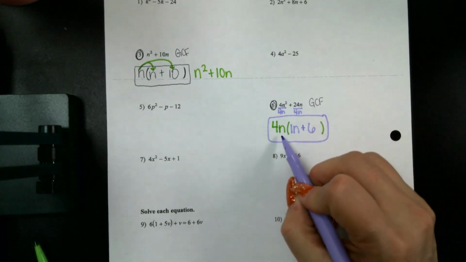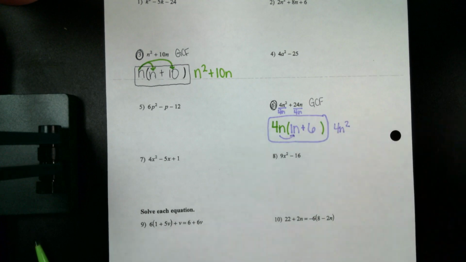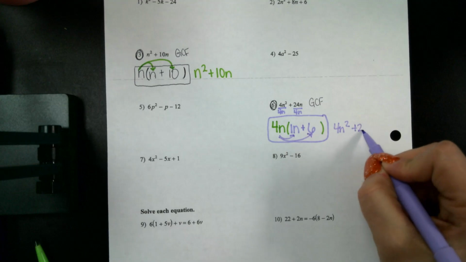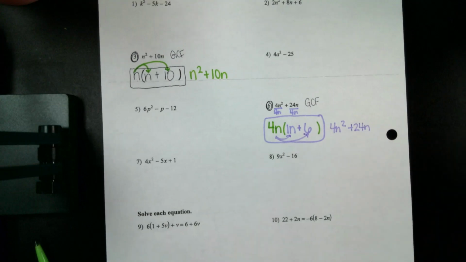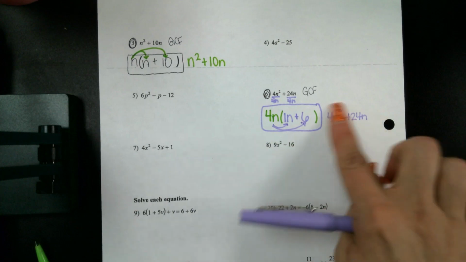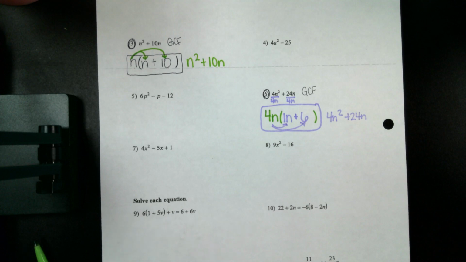So if I took 4n times n, I get 4n squared. And if I take 4n times 6, it's 24n. So I end up with the same thing I started with. Again, what I did out here, that's just a check. You guys don't have to do that. I'm just showing you how to double check and make sure you have the right answer on your paper.